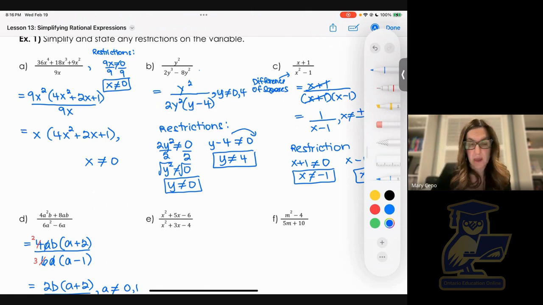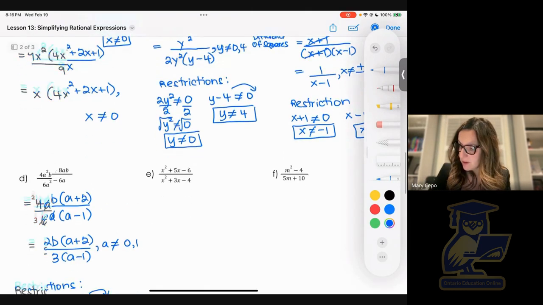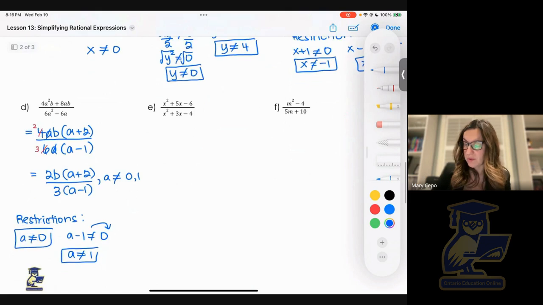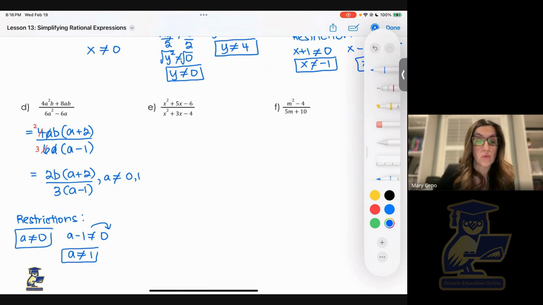Okay, looking at E, we have x squared plus 5x minus 6 all over x squared plus 3x minus 4. Now again, those are simple trinomials, so we want to factor both. Because looking at the denominator, it's hard for us to tell what values of x would result in that being 0. So that's why it's important to fully factor. Keeping in mind you're going through all your steps and making sure if there is a value of x in the denominator that would result in it being 0, it has to be part of the restriction.